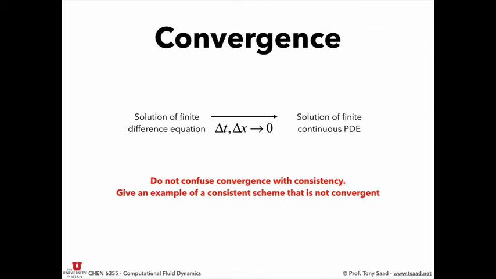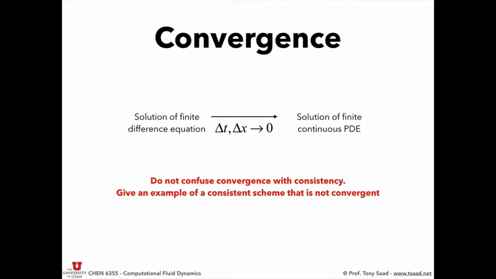So can you give me an example? So don't confuse convergence with consistency. They may sound similar, but they're not. And actually, you do know of an example that is consistent, but that does not converge. Advection equation, forward in time, central in space. Truncation error approaches 0 as delta t and delta x approach 0. It is a consistent scheme. We recover the governing equation as delta t and delta x approach 0.